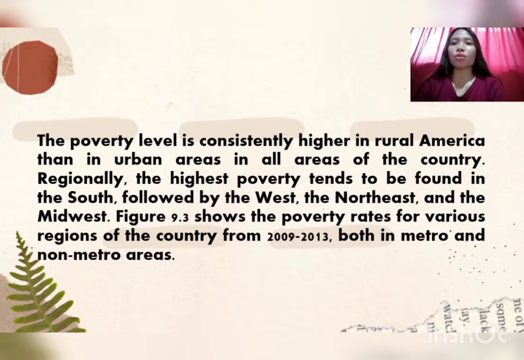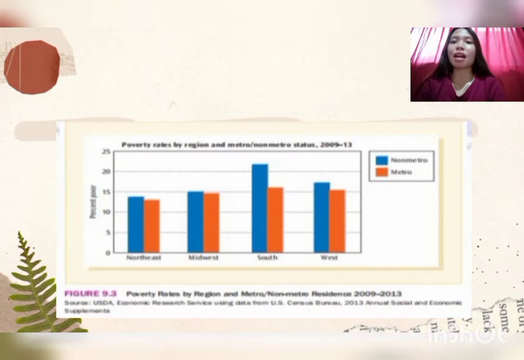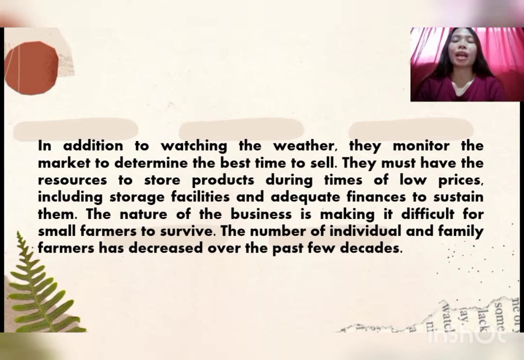This figure shows the poverty rates for various regions of the country from 2009 to 2013, both in metro and nonmetro areas. The rural economy is sensitive to fluctuations in manufacturing and export rates. Farm production can fluctuate with crop prices, which are controlled by the world economy and weather. Successful farmers today use technology and business principles as well as their knowledge about agriculture to manage a farm. In addition to watching the weather, they monitor the market to determine the best time to sell.